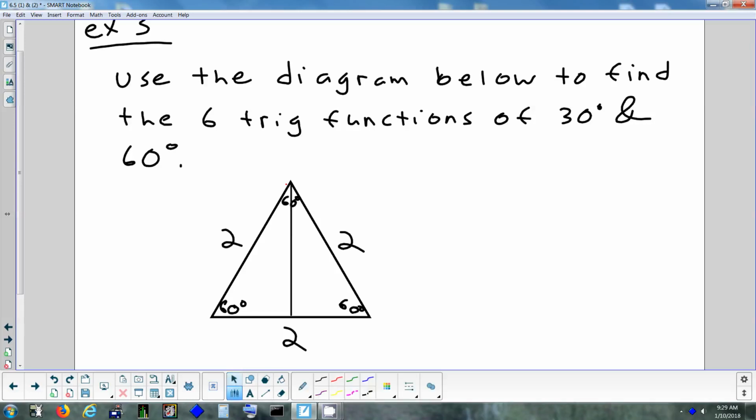So let's make a copy of this left-hand side and then slide it over so we can work with it. So it's a little less messy. All right, so we know this side is 2. How about the bottom side? The other leg, it would be how long? Yep, that would be 1.